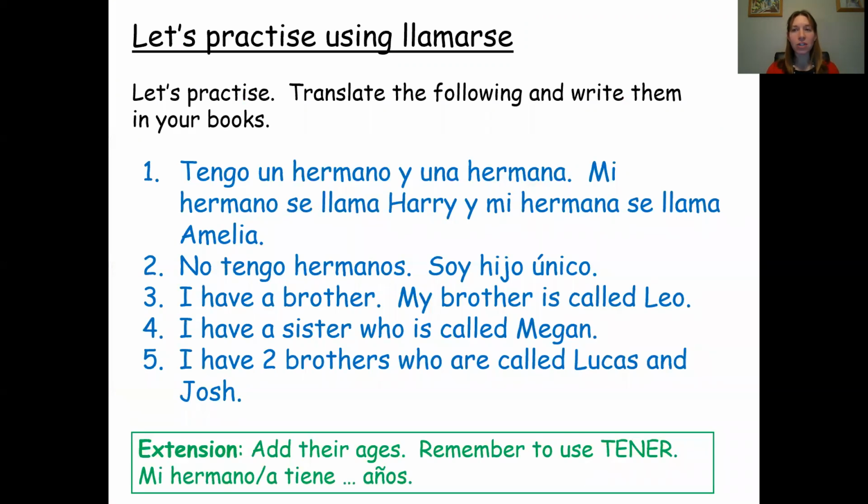There's also an extension activity. So if you really want to push yourself, you love Spanish, as I hope most of you do, and you want to challenge yourself, do that extension task as well. So pause me and complete that now.